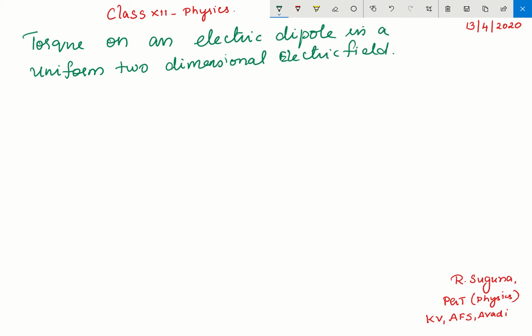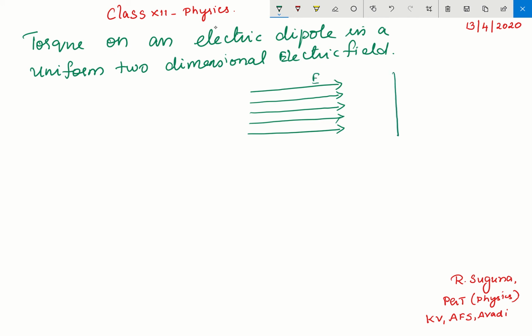Therefore, how to represent it by electric field lines? You can represent it like this: parallel, equidistant lines. This is the representation of a uniform field. Whichever direction it is, that is the direction of the electric field. If the electric field is in the vertical direction, this is the representation of a uniform electric field. Fine.